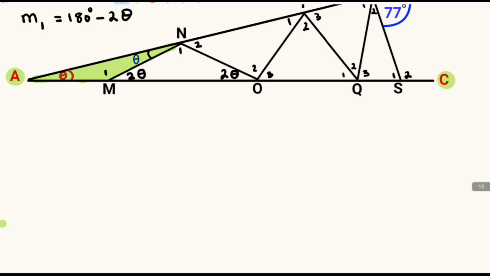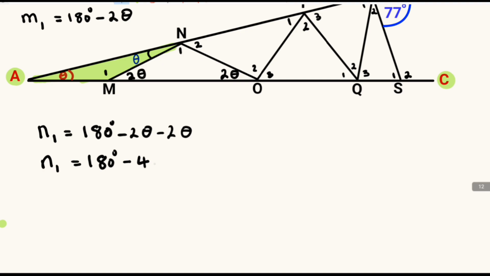We now determine the angle N1, and since the angles inside a triangle add up to 180 degrees, our N1 will be equal to 180 degrees minus 2 theta minus 2 theta. So our N1 in terms of theta will be equal to 180 degrees minus 4 theta.